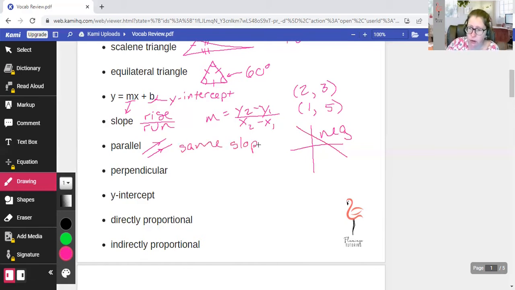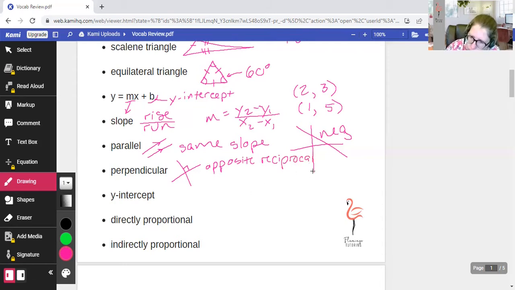So if the question says something about two lines being parallel, and they give you an equation, odds are the fact that they have the same slope is going to be an important concept. Then perpendicular lines form a 90-degree angle, and the slopes are the opposite reciprocal of each other. So I'm going to write that down, but you won't need to know the words. You will just need to know what it means.